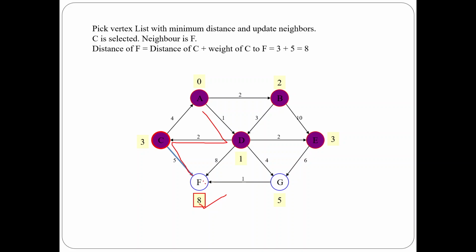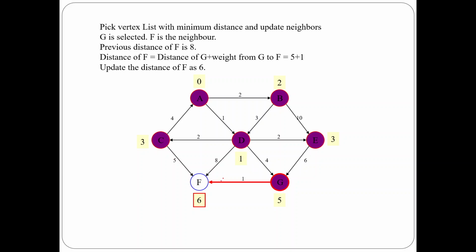Then F and G, which one is minimum? 5 is the minimum. Here G to F the value is 1. Now if I come by this path, I have the value 8. But if I come by this path, the value is 1 plus 4, 5, 5 plus 1, 6. So 6 is lesser than 8. Now I can replace it with the value 6 over here.